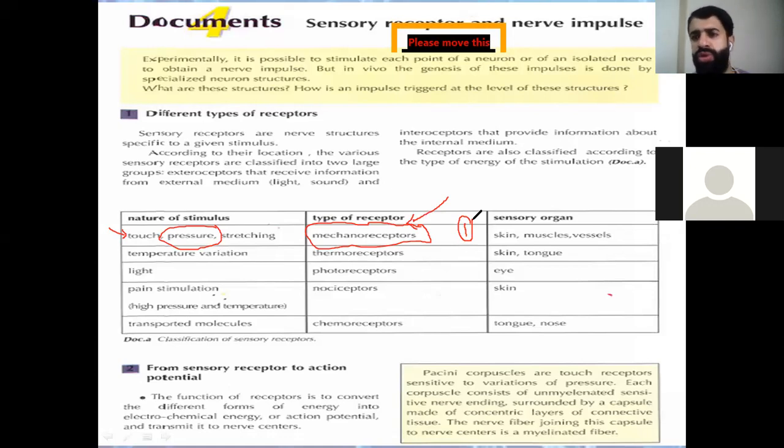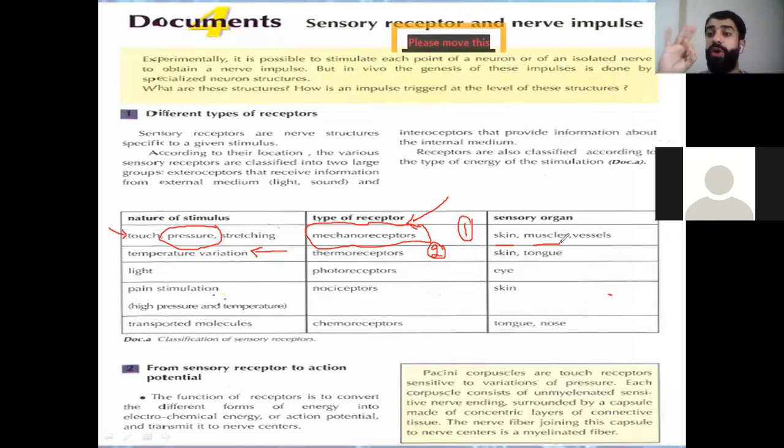You're going to say, do we have to study these? You have to know them. You have to know which type of receptors. Thermo is related to thermal. Thermal is the temperature or the heat. So thermoreceptor is the second type of receptors. The nature of the stimulus is the variation of the temperature. If you have a high temperature, your skin is going to feel this. If you eat something very hot, your tongue will feel this. The organs are the skin and the tongue, and they respond to the temperature variation through thermoreceptors.